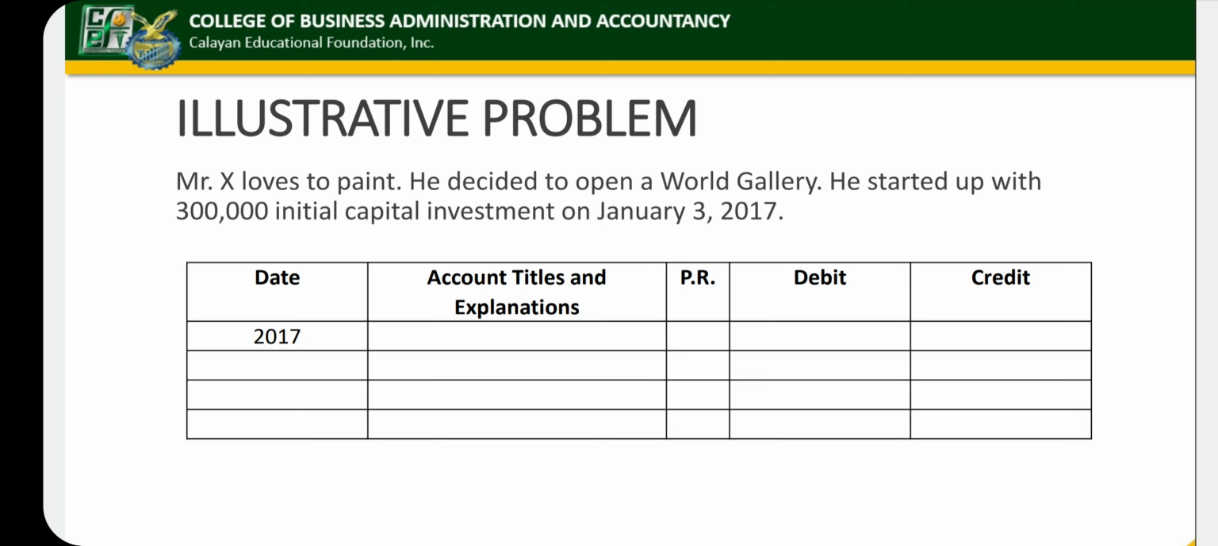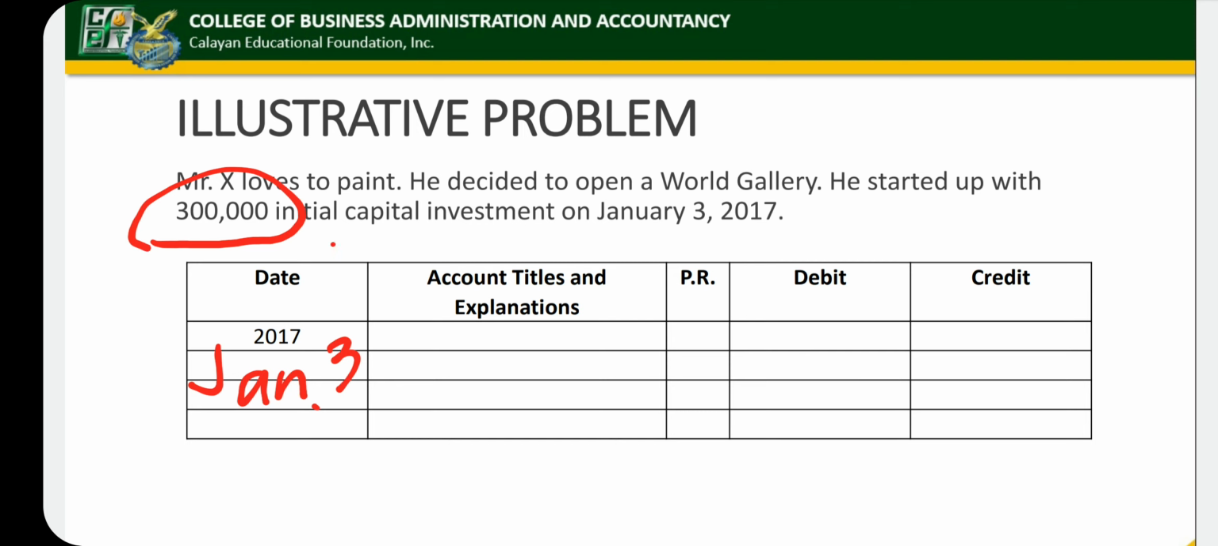So, illustrations. Mr. X loves to paint. He decided to open a world gallery. He started up with 300,000 initial capital investment on January 3, 2017. So, class, if we're going to prepare a journal entry, first, let's fill up the date column. So, this is January 3, 2017. He decided to open a world gallery with an initial investment of 300,000.